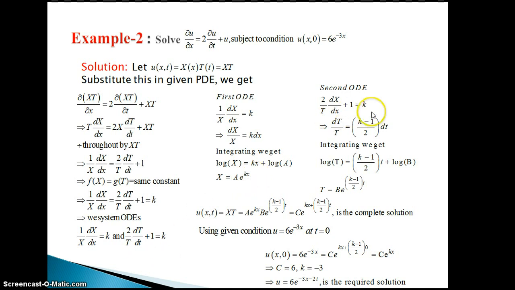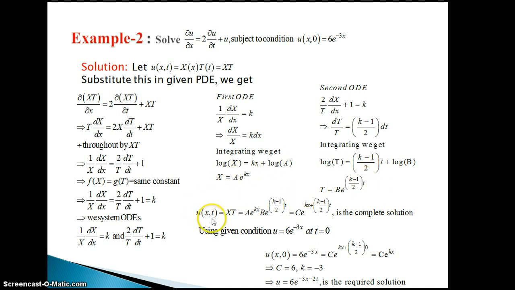Similarly take the second ODE and separate the variables, that is dT by T is equal to k minus 1 by 2 into dt. Integrate this, we'll get integration of dT by T is log T is equal to k minus 1 by 2 is constant, integration of dt is t, plus log b. So therefore taking log to the other side, we'll get T is equal to b times e power k minus 1 by 2 into t. So this is the solution for T, and this is the solution for X.